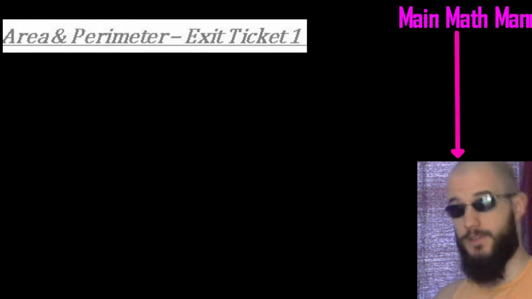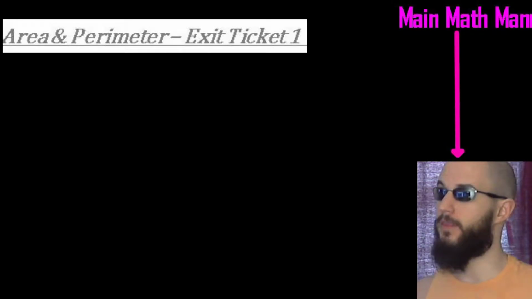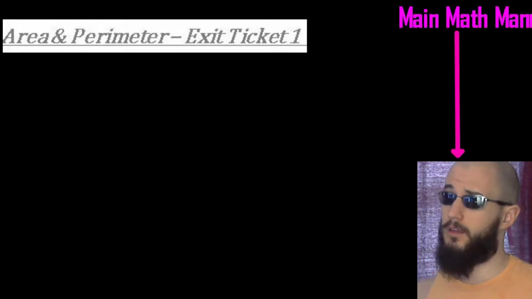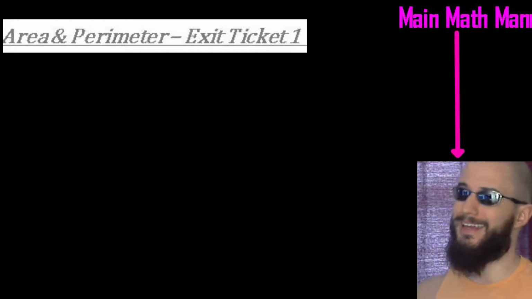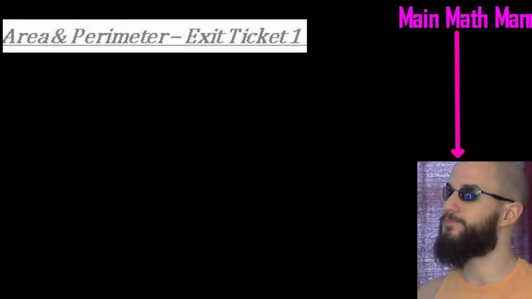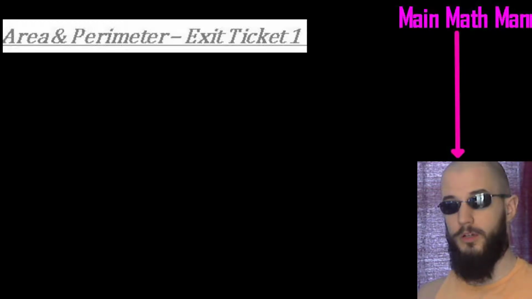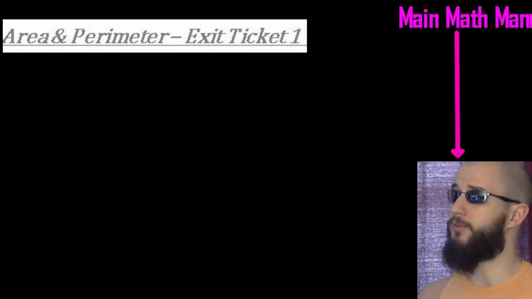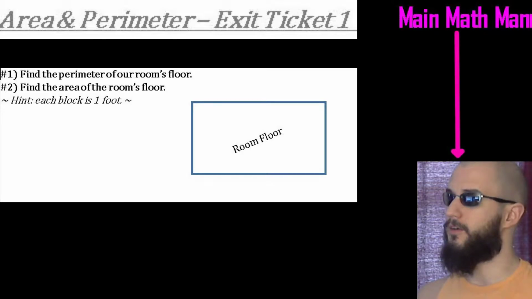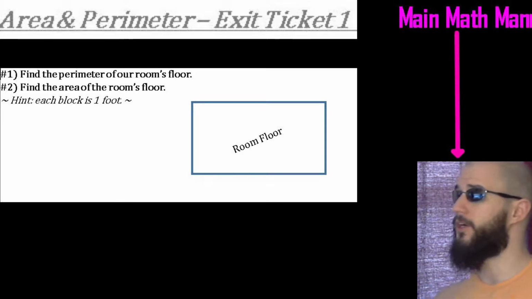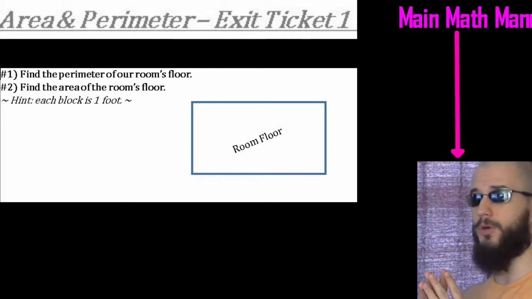And in this video, what we're going to be working with is just some simple area and perimeter problems. So, if you recall, the exit ticket that we had from before looked something like this. It says, read carefully, find the perimeter of our room. We're talking about the schoolroom.